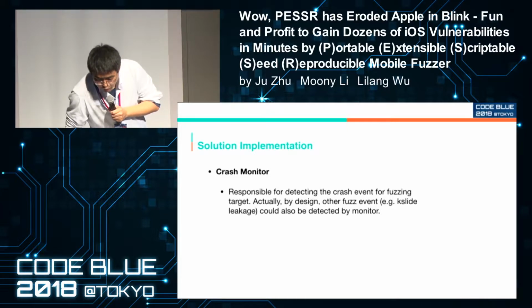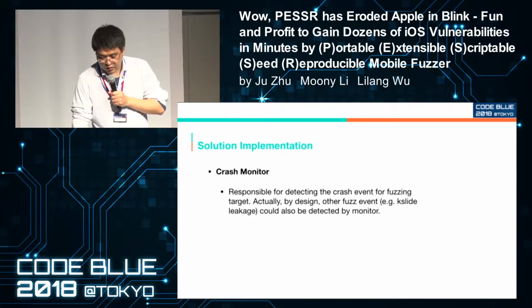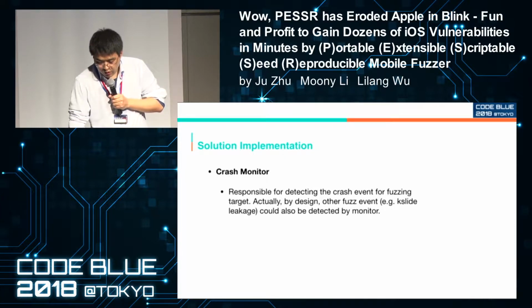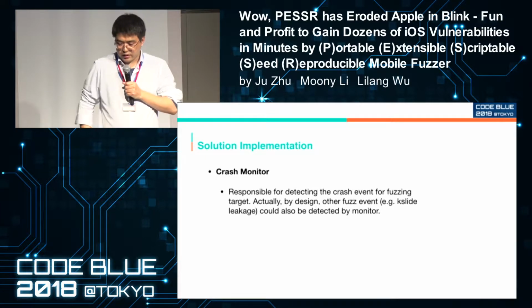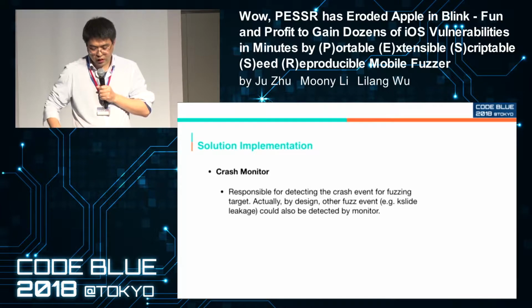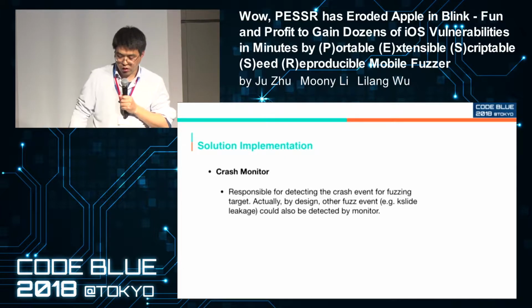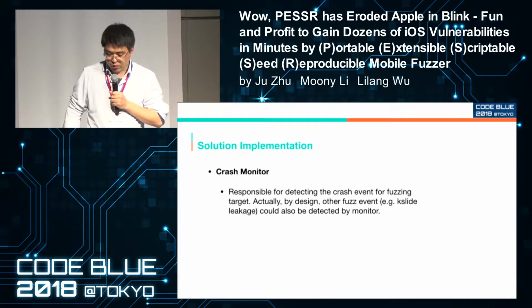So, the crash monitor is responsible for detecting the crash event for the fuzz agent. Actually, by design, events after fuzzing, for example key slice leakage or information leakage, could also be detected by the monitor. The fuzzing target could be a kernel module, for example XNU or a kernel driver or another kind of module in the driver or kernel, or any user mode modules or processes, for example XPC or Mach service daemons.